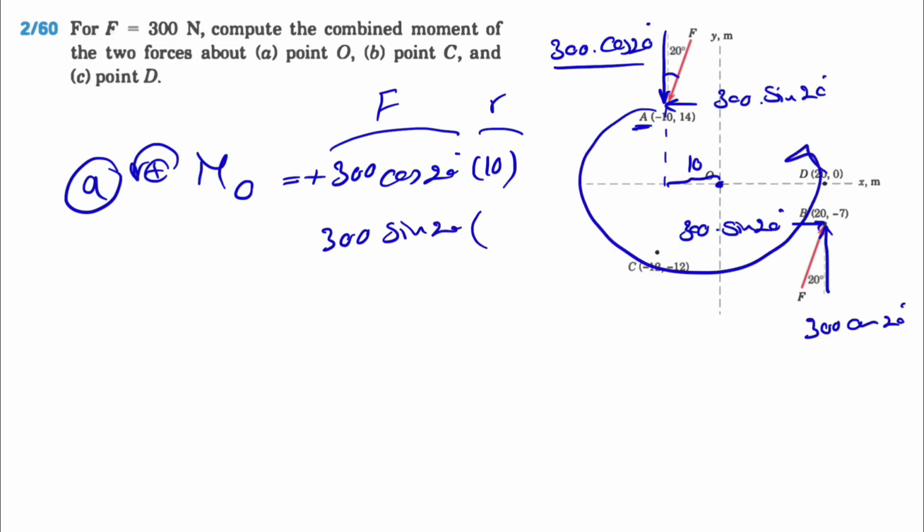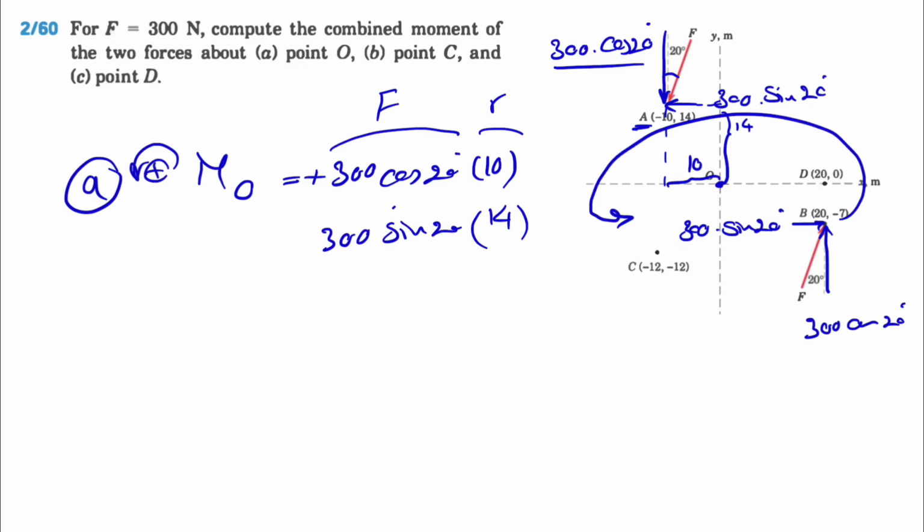As we can see, same direction again about point O, so positive, and the distance that we had, this is the line of action. We're interested in that one, which is 14, so that's pretty much the moment of the F at point A. Let's move on to the moment of F at point B.